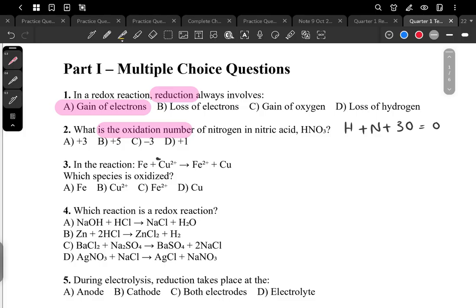Then we will put the values for the hydrogen and the oxygen. Hydrogen is always positive 1 in a compound, oxygen is always negative 2 in a compound, multiplied by 3, and N is here, so all of this equals 0. When you solve for N, N will equal positive 5. So here is positive 5.